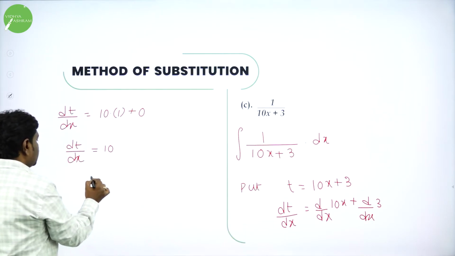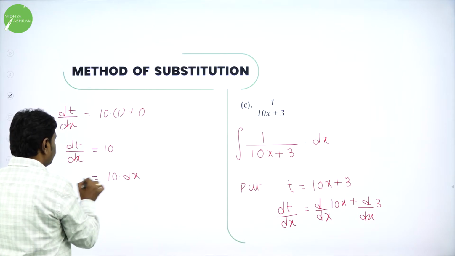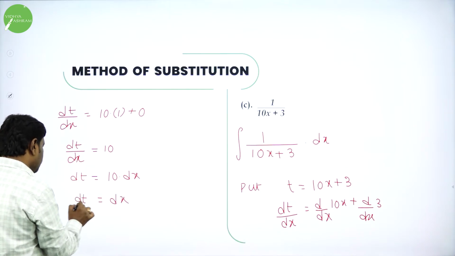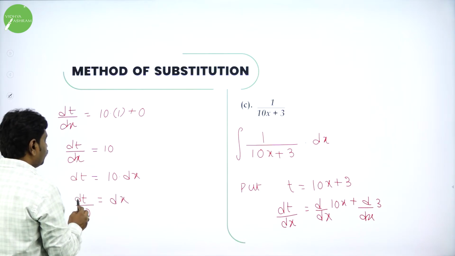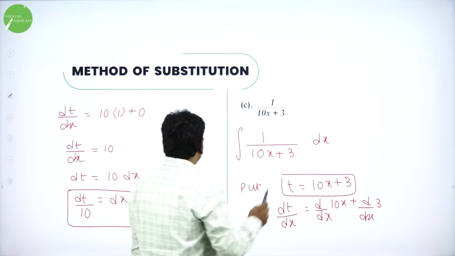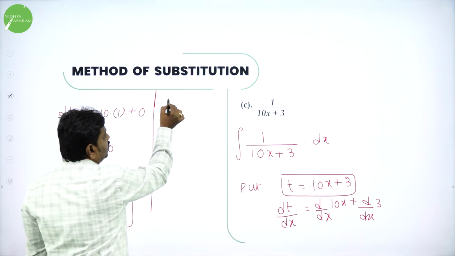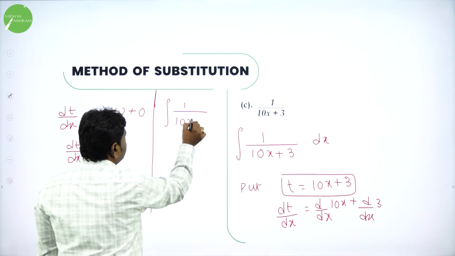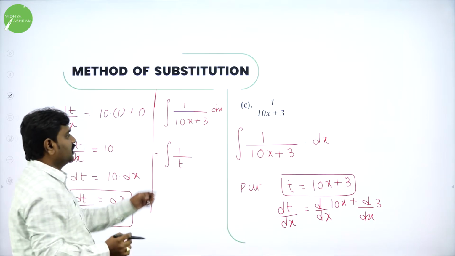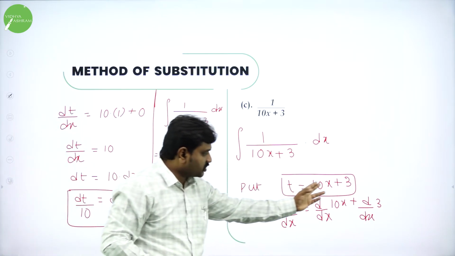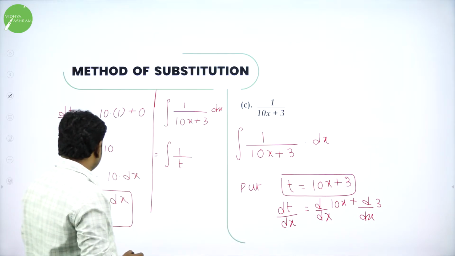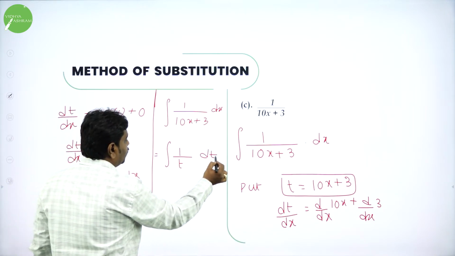To get the value of dx, rearrange. So 10 into dx is dt, or dx is dt divided by 10. Now I got dx, and we took t, so substitute them. The given problem becomes integration of 1 divided by (10x + 3) dx. This can be written as integration of 1 by the denominator, where 10x + 3 we assumed as t, so in the denominator put t. And dx value is dt by 10, so it becomes dt divided by 10.